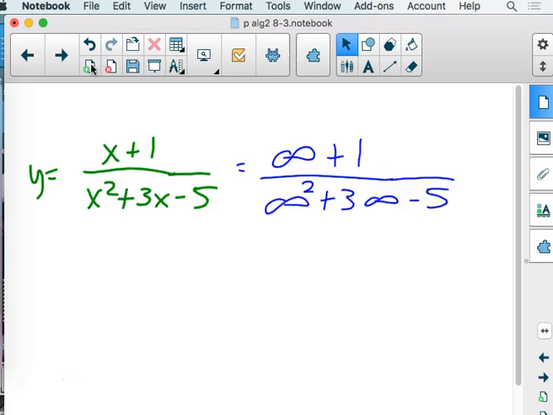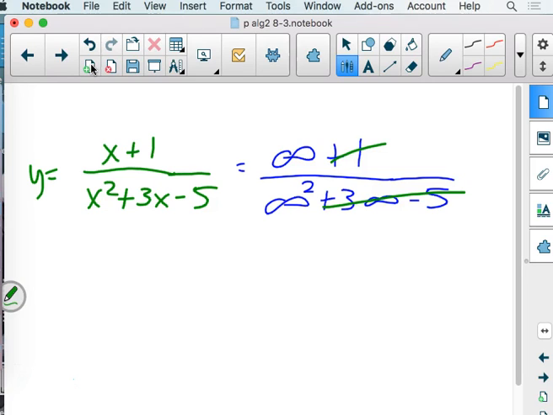This 1 is nothing compared to infinity. Infinity goes forever. That 1 has basically no mathematical reason for being there at all. Down here on the bottom, infinity squared, that's huge. The rest of this, spitting in the ocean. It's not going to make a mathematical difference at all. But infinity squared, think of the powers.